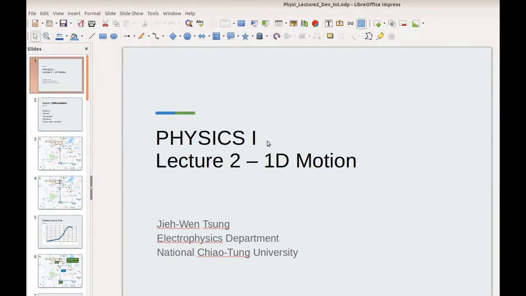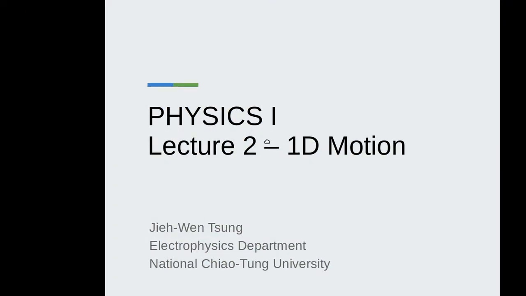Yeah, we start from one-dimensional motion, but I think one dimension. Oh. Not here. Not this one. We start from the lecture one-dimensional motion.